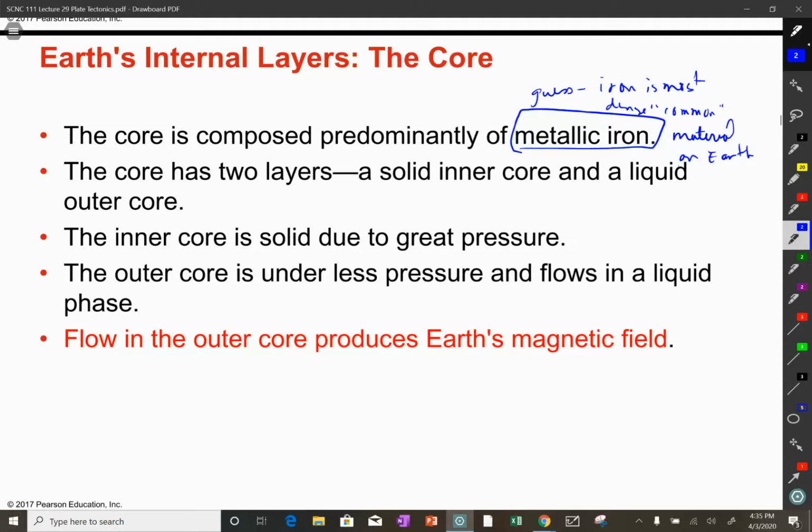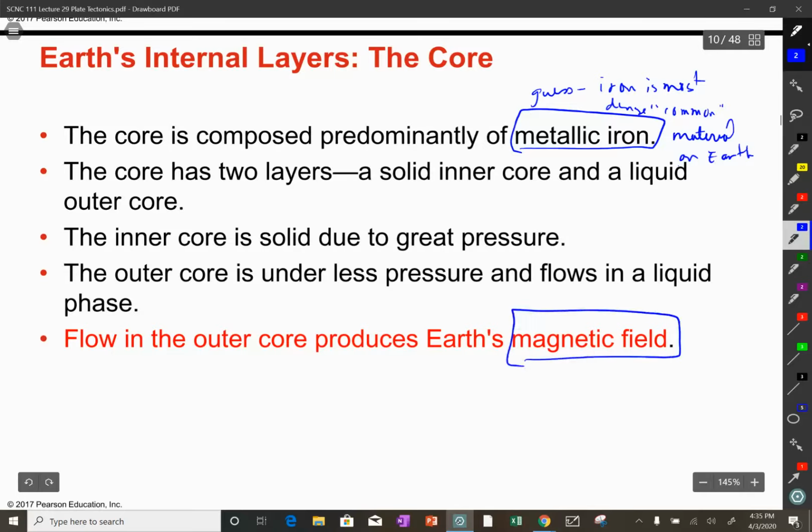that core. The solid core is solid because it has such great pressure that it forces it to be solid, even though it's really hot. Outside of that, you have the liquid stuff, just with less pressure so it can maintain liquid. And that liquid core, we believe, makes the Earth's magnetic field.